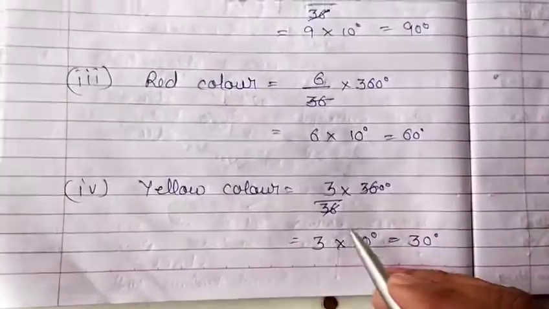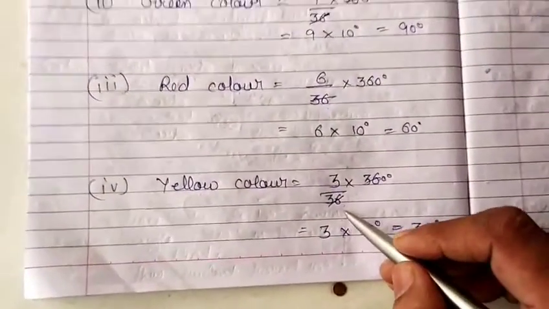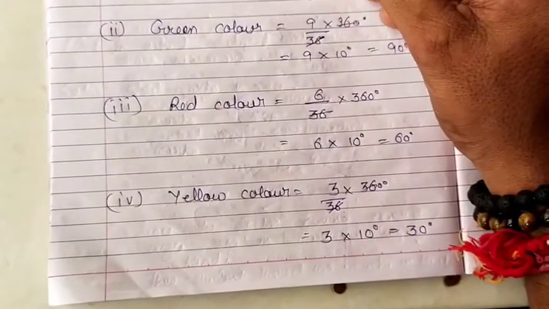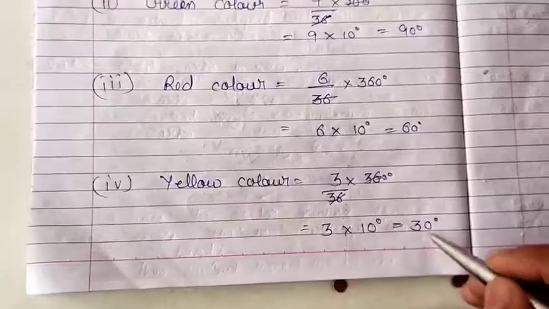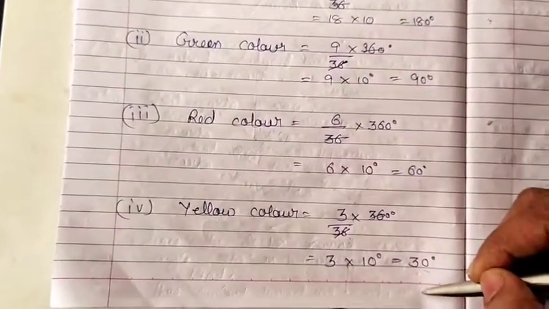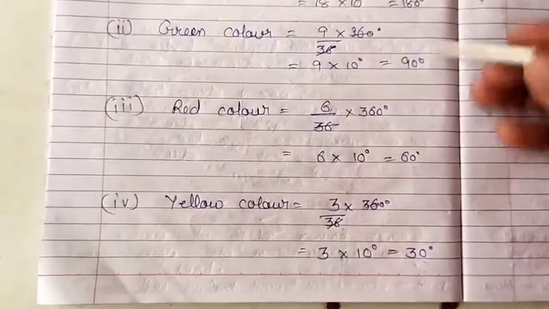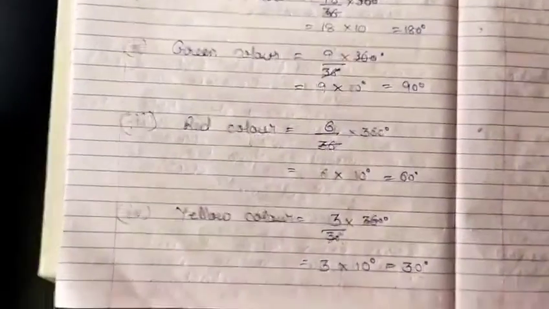Then for yellow color, 3 is the frequency of the given variable, divided by 36, the total number of frequency, multiplied by 360 degrees. 36 tens are 360, and 10 3s are 30. This is how we got the degrees of all the sectors. When you do the total, you will get exactly 360 degrees. Now let us construct it.